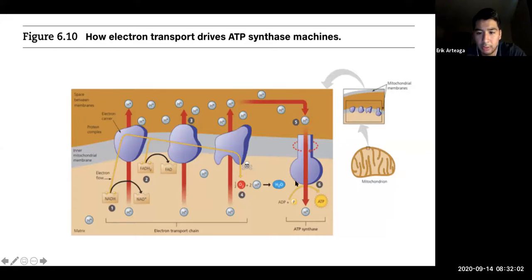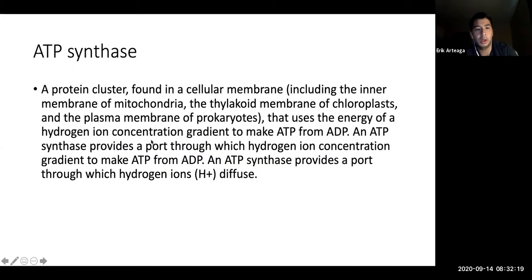In order to have this enzyme work, okay? And I'll explain this enzyme right now. But just know that these electrons are going to be utilized to make a gradient to then harvest energy, okay? All right. So ATP synthase, again, is a protein cluster found in a cellular membrane, including the inner membrane of mitochondria, the thylakoid membrane of chloroplasts, and the plasma membrane of prokaryotes, that uses the energy of a hydrogen ion concentration gradient to make ATP from ADP.